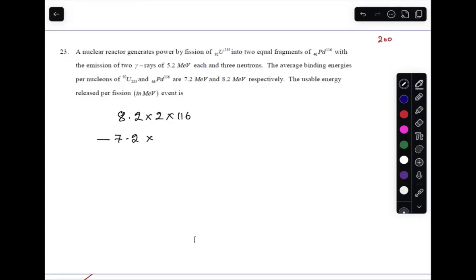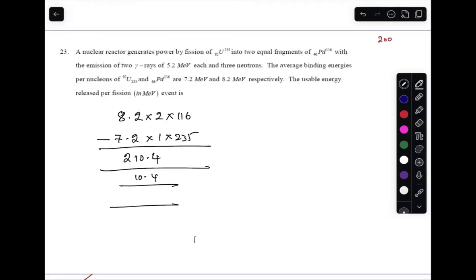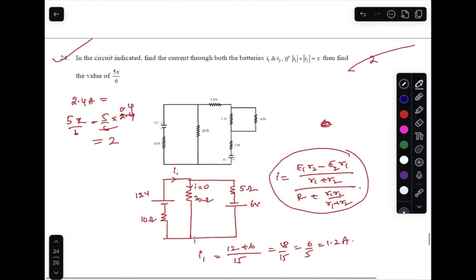Minus 7.2 into 1 into uranium 235. You need to find this difference. You will get nearly 210.4. Now, out of which 2 gamma rays, each of 5.2, are given out. So remove 10.4 from this. So 200 is available in the form of kinetic energy of the fragments, and that is the usable energy released per fission. So 200 is the answer for this.